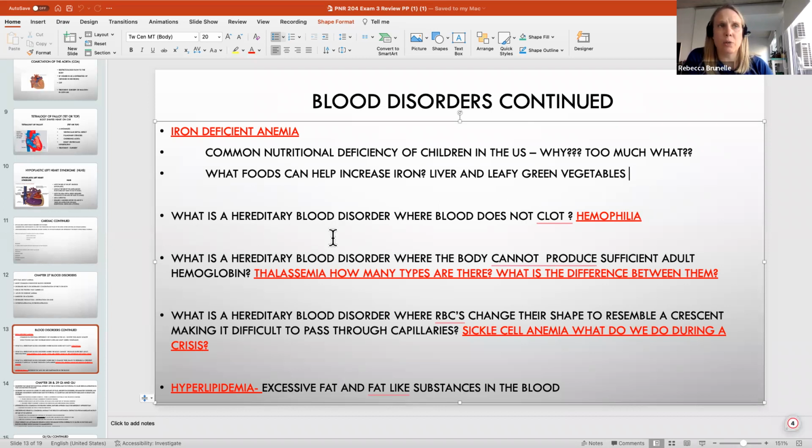And a hereditary disorder where blood does not clot, that is hemophilia. If they have hemophilia, you need to replace the clotting factor that they're missing. There are different forms of hemophilia. And a hereditary blood disorder where the body cannot produce a sufficient amount of adult hemoglobin, that's thalassemia. And there are two different types. Do you guys remember the two different types of thalassemia?